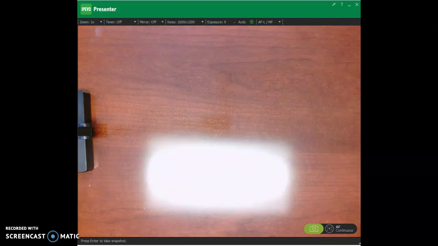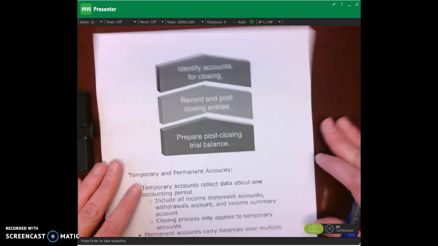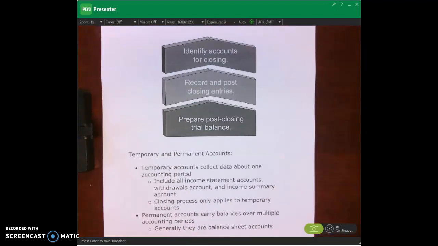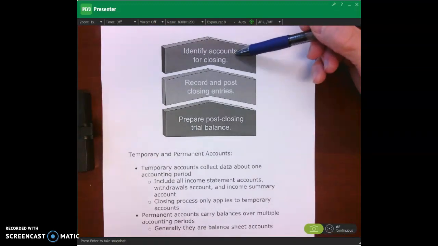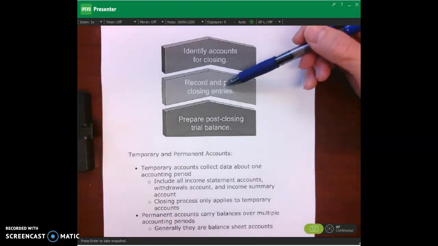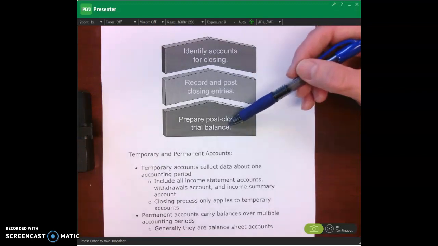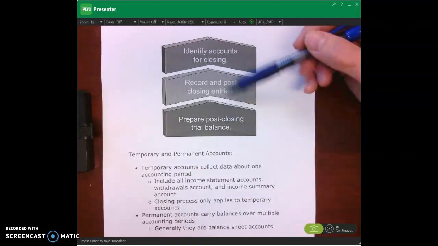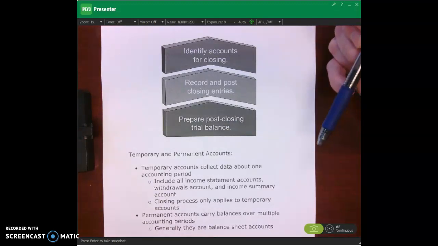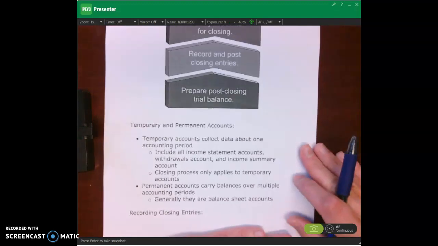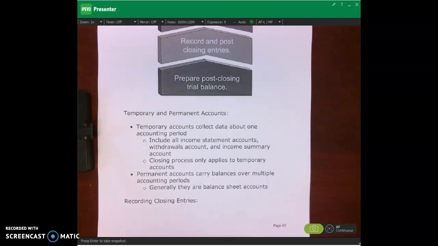So when we think about the steps in the closing process, we're going to identify the accounts that we need for closing, which come from our revenue and expense accounts from our income statement and also our withdrawals. We'll do some journal entries to close out those accounts. And then we'll do a trial balance after we've done the journal entries to make sure everything still balances. We also need to define temporary and permanent accounts.